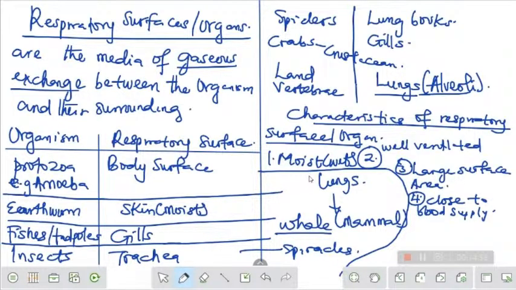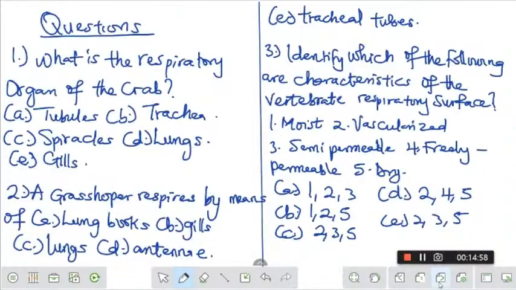That's it. So let's go to the questions before we round up today. Your first question is: what is the respiratory organ of the crab? I've told you that they use gills. This question is something I know that normally comes, so please take it very, very seriously.